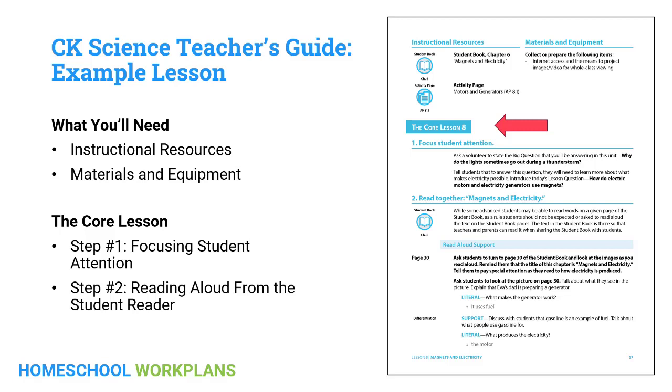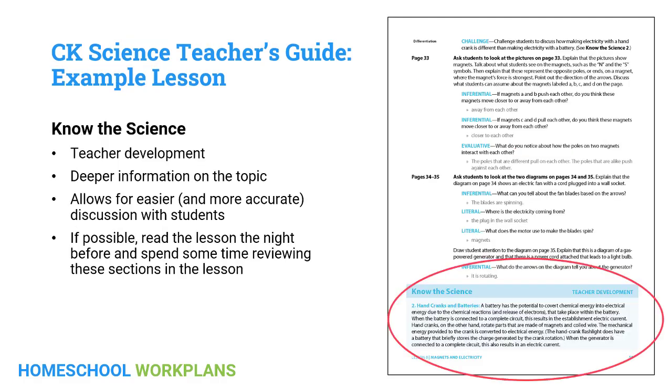Next up, you'll be guided through reading Chapter 6 together from the Student Reader. And over the next few pages for this lesson, you'll be guided step by step on which important concepts to call out on each page and suggestions for questions you can ask your student to ensure they're comprehending and retaining the material. Now, while you're working your way through the step-by-step instructions for reading aloud and discussing the material, you'll see these Know the Science sections.